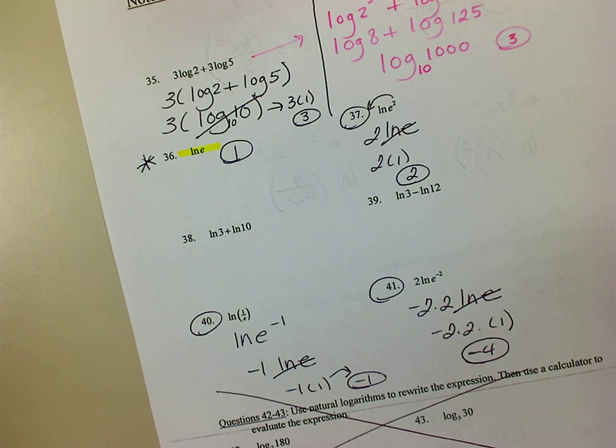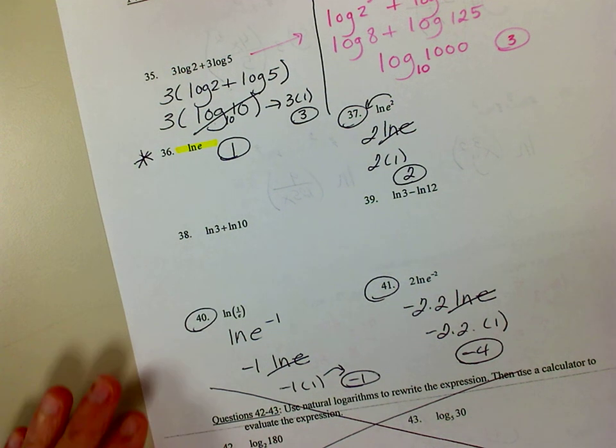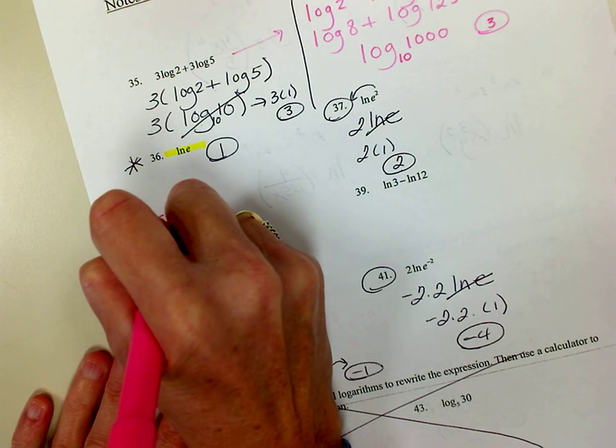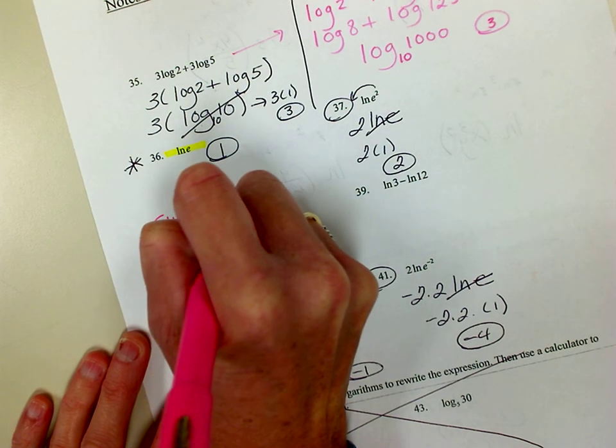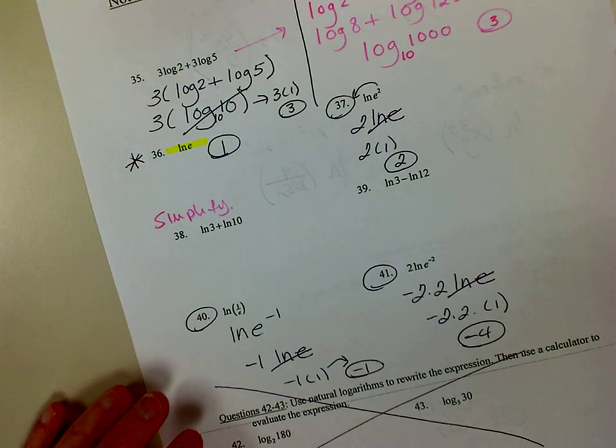Okay, so that brings us back up to 38 and 39. Now these are more of not really evaluating. They're more of simplifying. So I'm just going to condense really.